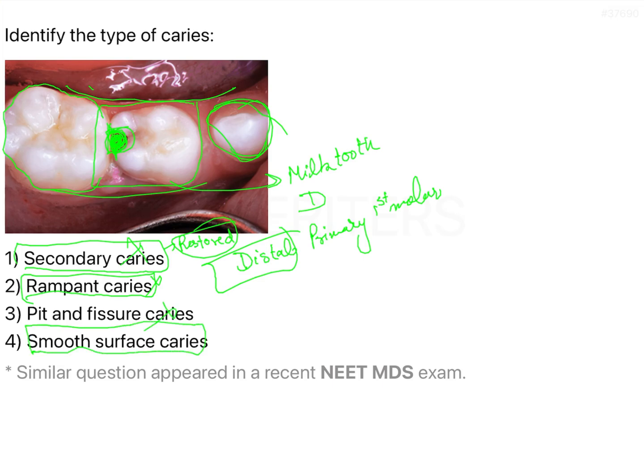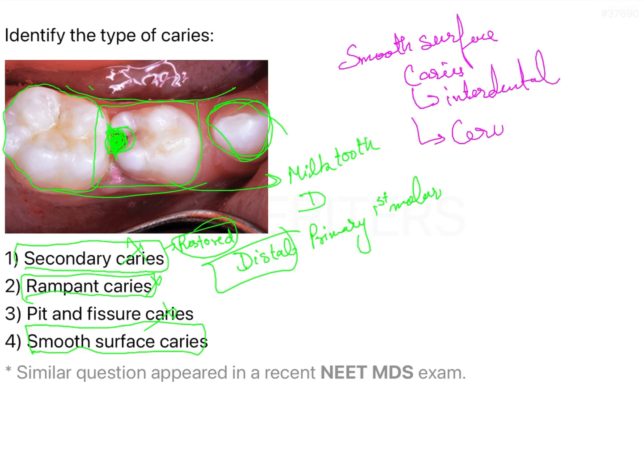Now if I just come back to the smooth surface caries, the smooth surface caries are generally seen in the interdental area, that is the proximal area, or these can be seen in the cervical third of the teeth, where more plaque is there and that is hard to be cleared, right?